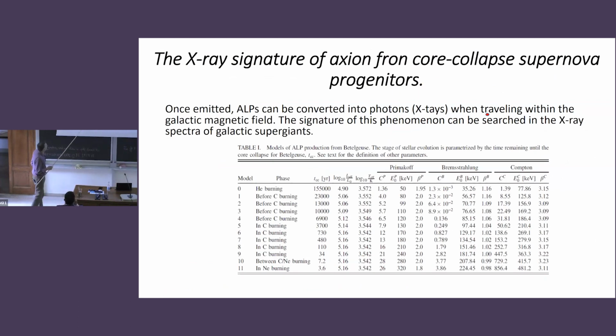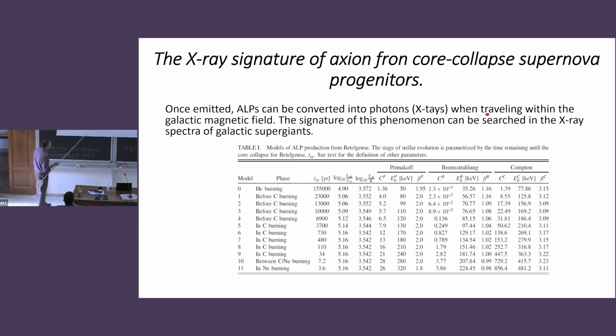So here you see a model of a progenitor of 20 solar masses at different evolutionary stages. And you see here the time left to the final core collapse. During the helium burning, the time left to the core collapse is more than 100,000 years. But when we go ahead to carbon burning and neon burning, we see that the evolutionary timescale becomes shorter and shorter. And when we arrive at neon burning, we have only 3.6 years to the explosion.